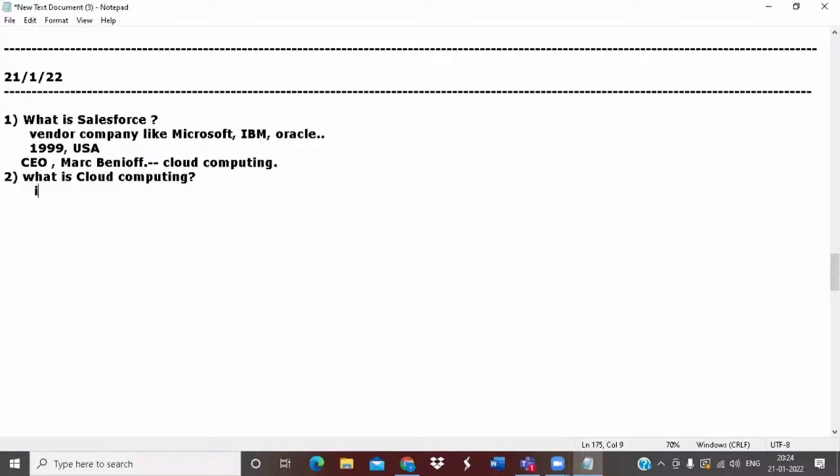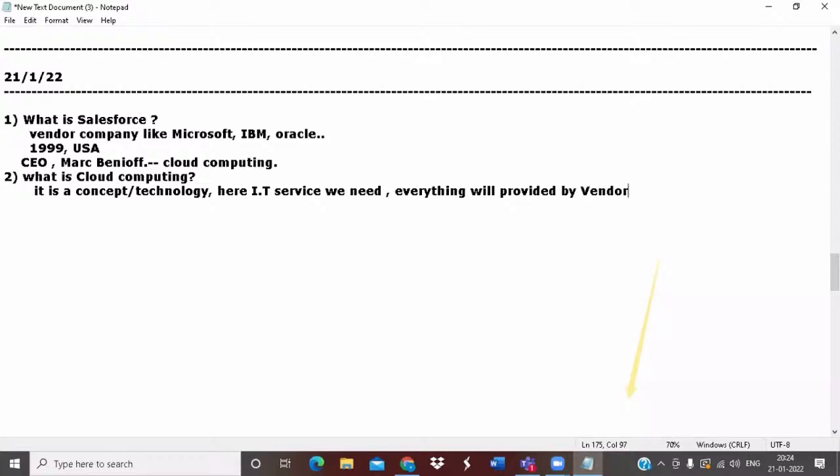So what is cloud computing? Cloud computing is a concept, or I can say it is a technology. Here, whatever IT services we require or we need, everything will be provided by a vendor company. As a user, we just need only an internet connection and access those services.